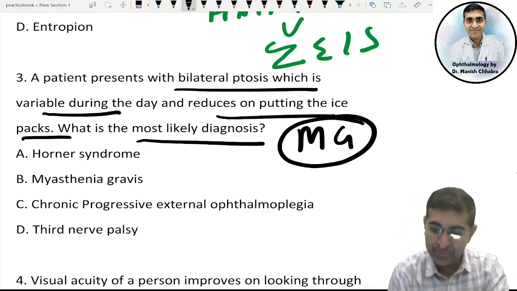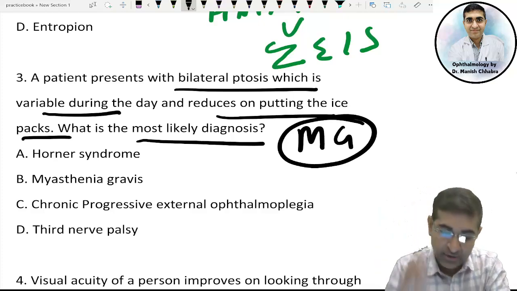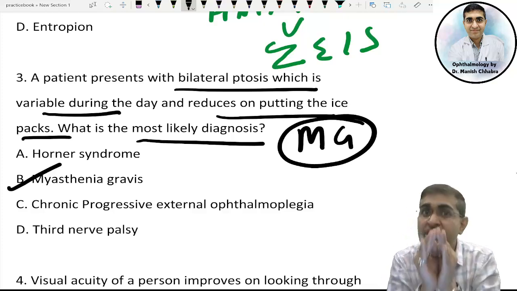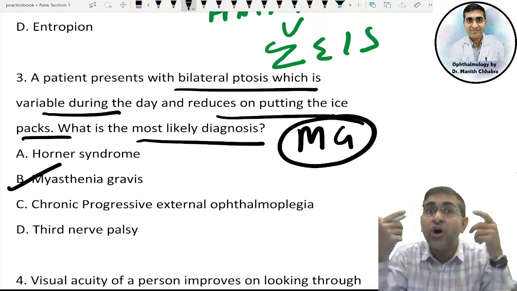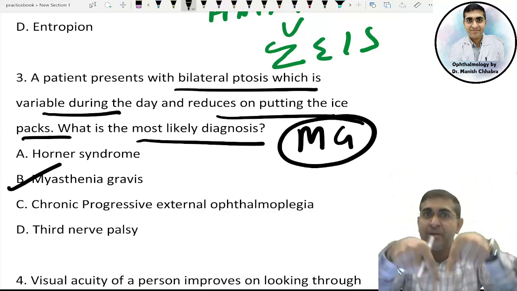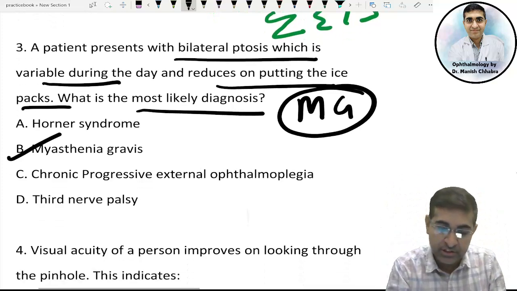So we are talking of myasthenia gravis, and ice packs will inhibit acetylcholine esterase. Also injection of neostigmine, the same action. So if there is improvement of ptosis on injection of neostigmine, you will also think of the same, which is myasthenia gravis. Yes, that is also your previous year question.